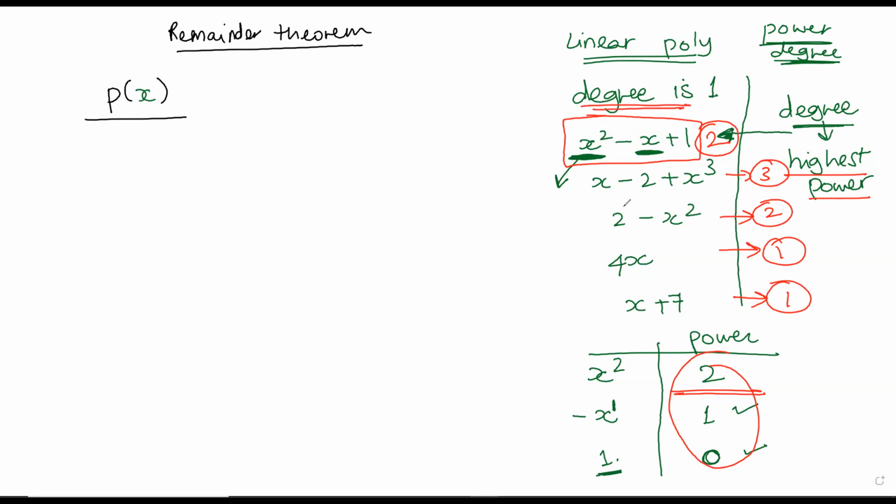Over here, which are the linear polynomials? This is a linear polynomial and this is a linear polynomial. Okay. How about Mridula? How about 3 by 7x? Is this a linear polynomial?